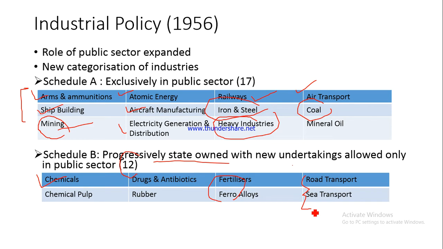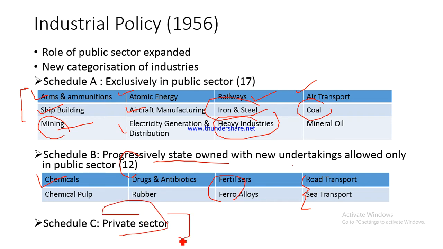Now then there was the third category, which you can now understand was reserved exclusively for the private sector enterprises. There was provision of no public sector role in these sectors of the economy. So that was basically Schedule C.